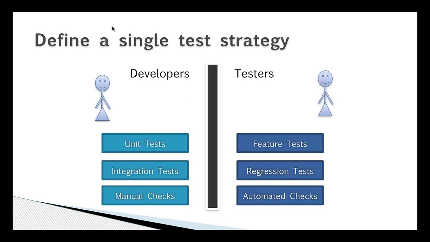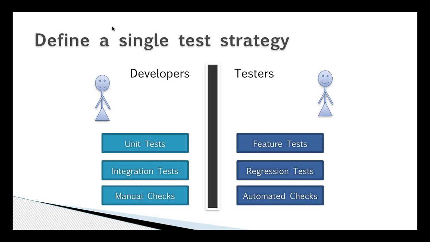So the first step was to really define a single test strategy. And I think this happens in so many teams, where you have developers coding away, and quite often they're also writing unit tests and integration tests. And in many cases, they're also doing some manual checking of the feature, the code. But somehow this giant wall has grown up and splits the developers off from the testers. And so at some point, the feature gets handed over, and the testers start doing feature testing, and maybe they're doing some regression testing, and they most likely have some automated checks that they use.